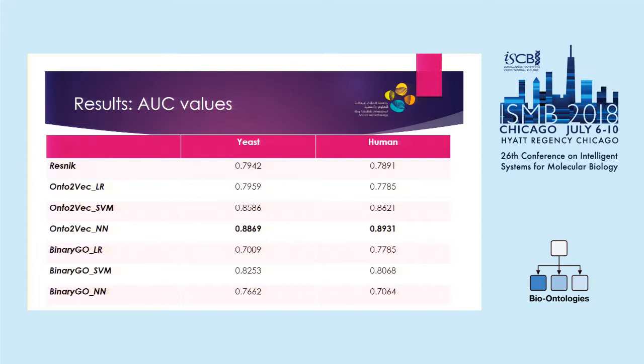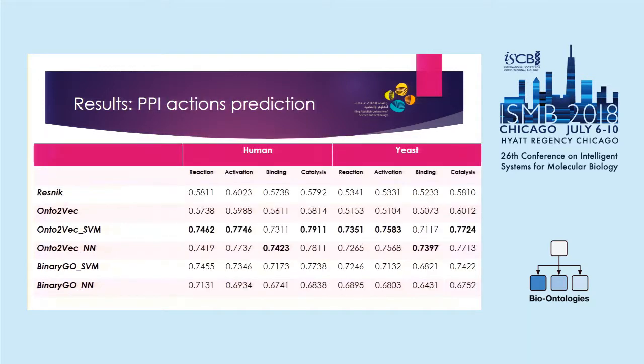So, in other words, we do not only want to know whether two proteins interact, but rather what kind of interactions they are having. So we looked at 4 different interactions between proteins: reaction, activation, binding, and catalysis, and we used our trained Onto2Vec model to actually predict specific types of interactions.